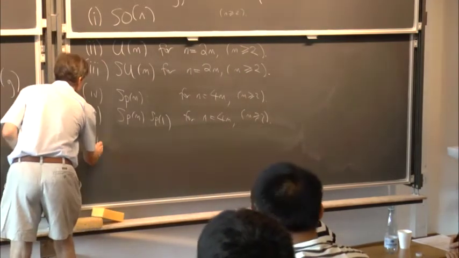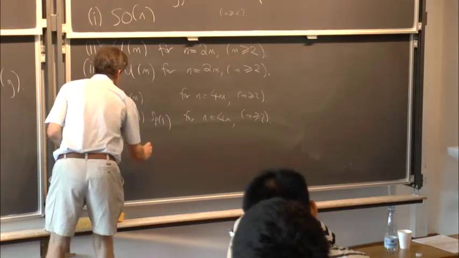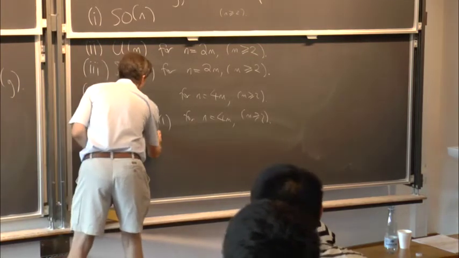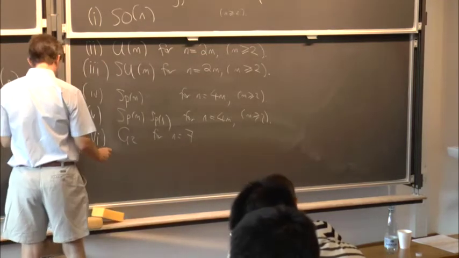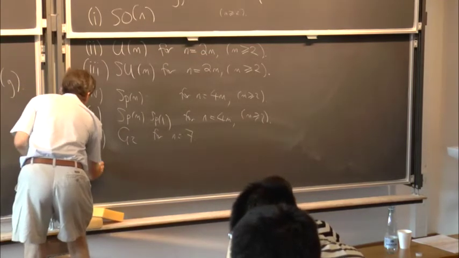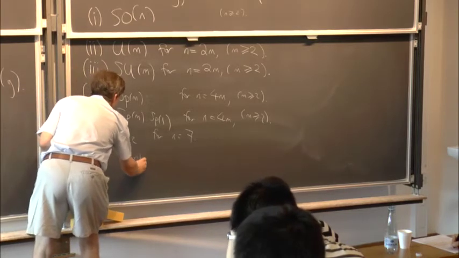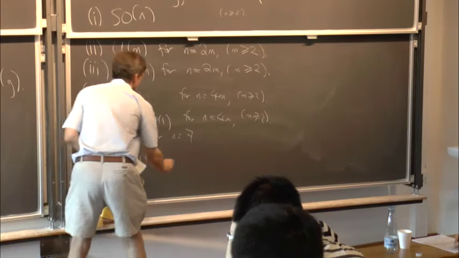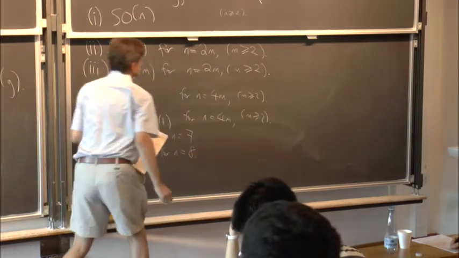Sixth is G2, now only if n is 7. And seventh is Spin(7) for n is 8.